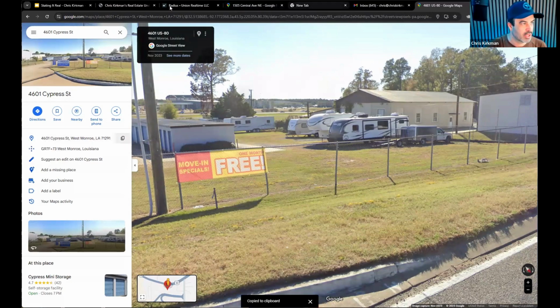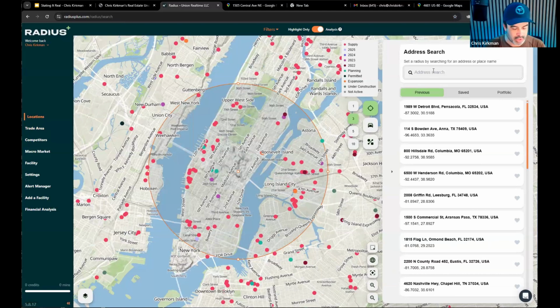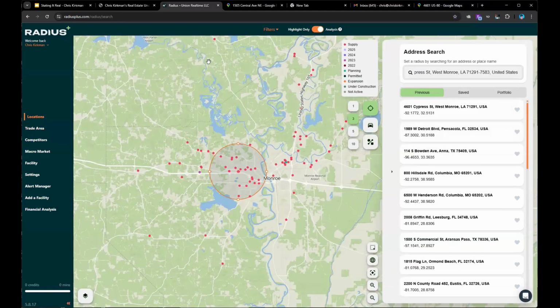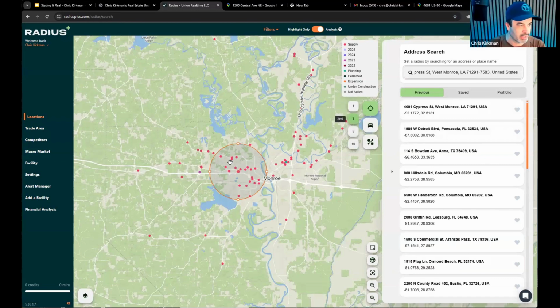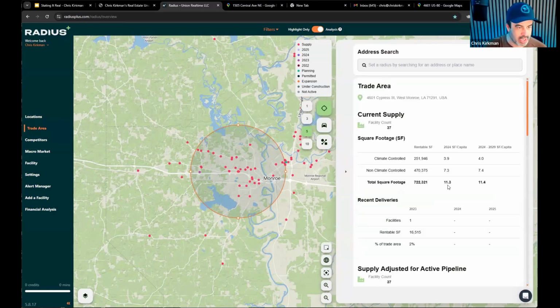Copy that address. And there are other tools out there, but I prefer Radius Plus. It's really awesome, all the stuff they're doing. Grab this thing here, and then we can go different radiuses. I typically like to take a look at a 3 to 5 mile radius. Looks like it's pretty saturated in the area as far as storage goes. I'm going to go to a 5 mile radius. I'm going to go to the trade area here, and we're going to look at the square footage per capita.